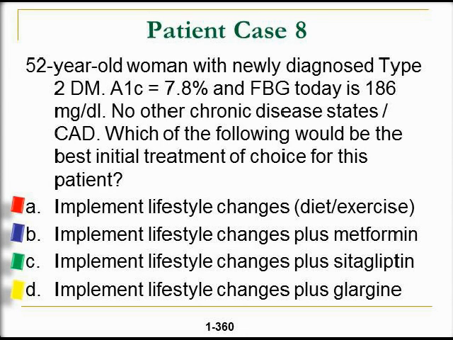Newly diagnosed patient, A1C 7.8%. Not outrageously high, but some medications aren't going to get you to goal. Fasting today is 186. No other chronic disease states, no cardiovascular disease. What is the best initial treatment of choice for this patient? Is it just diet and exercise alone? Is it diet and exercise with metformin, or sitagliptin, or glargine? We'll come back to that for time's sake.